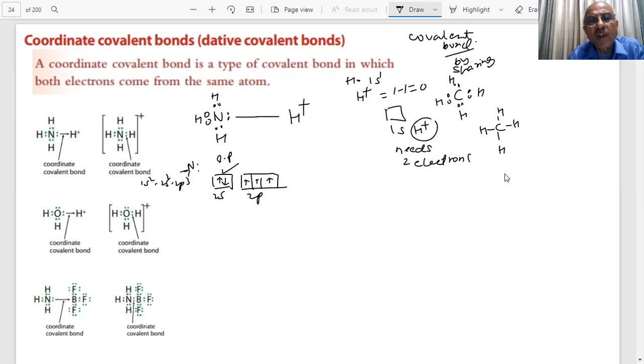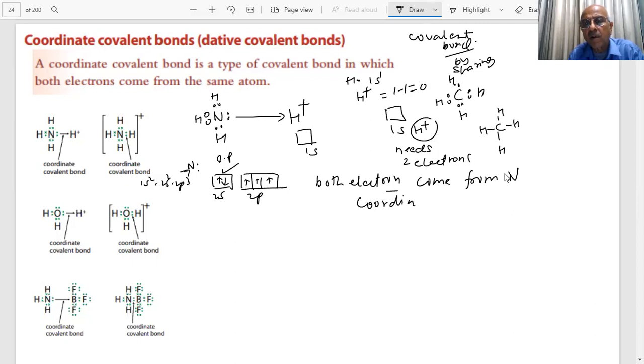It can donate its lone pair of electrons to the vacant 1s orbital of hydrogen. So it can give its 2 electrons to this. Both the electrons are coming from where? From one atom, nitrogen. Such a bond is called a coordinate covalent bond. This is the formation of a coordinate covalent bond.